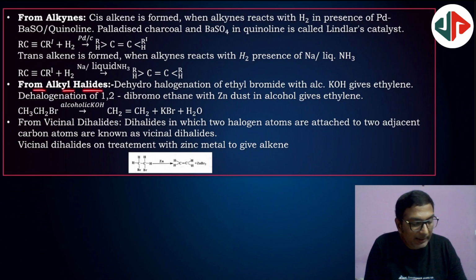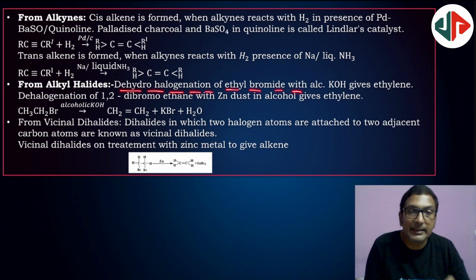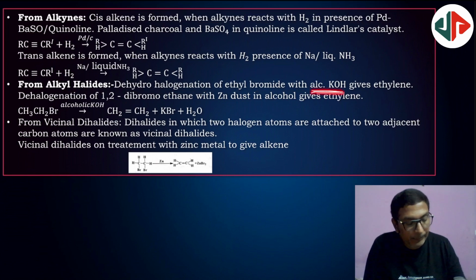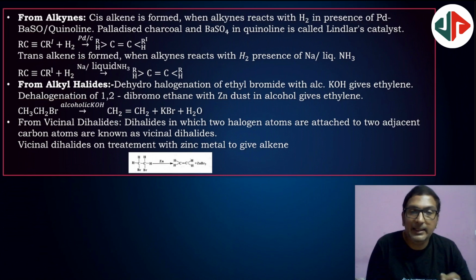From alkyl halides, dehydrohalogenation of alkyl halides will give corresponding alkenes. So here the dehydrohalogenating agent is alcoholic KOH. Next, dehalogenation of vicinal dibromide will give corresponding alkenes. The dehalogenating agent is zinc. For dehydrohalogenation, alcoholic KOH; for dehalogenation, zinc must be used.